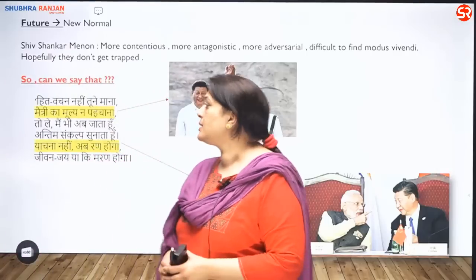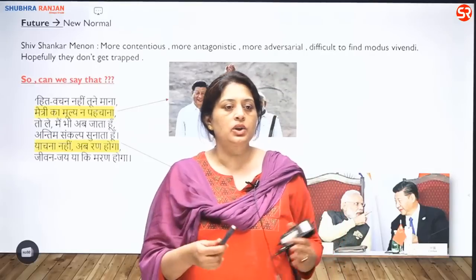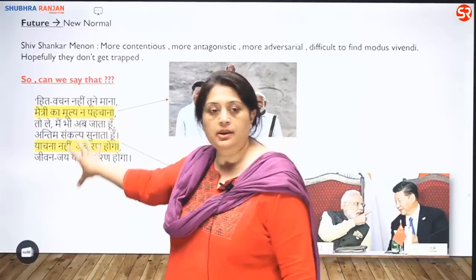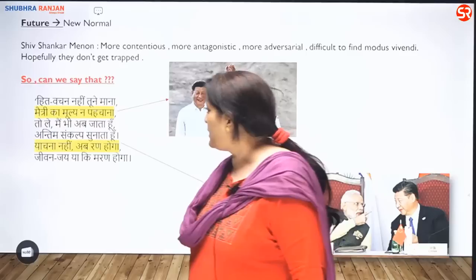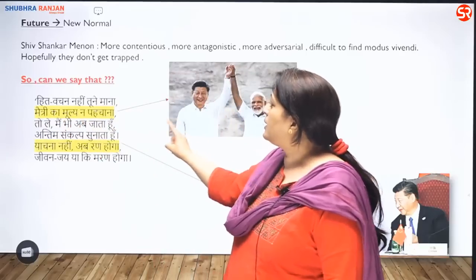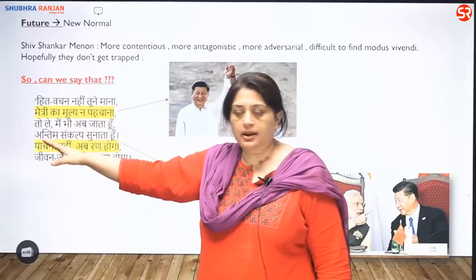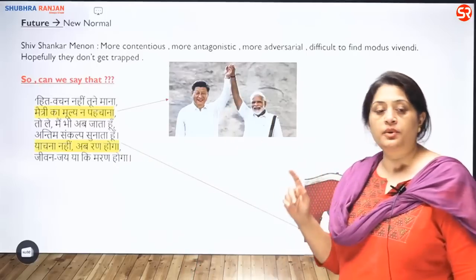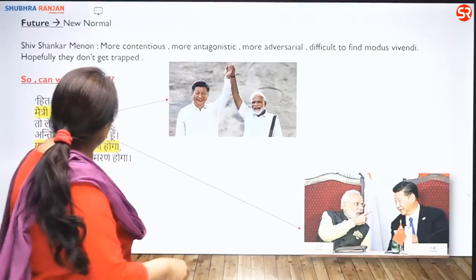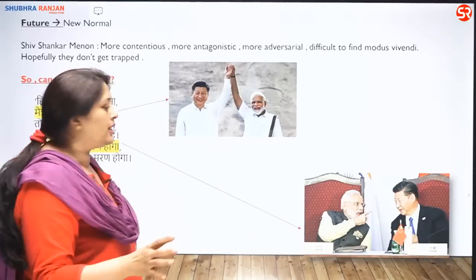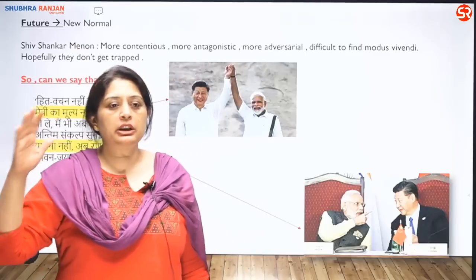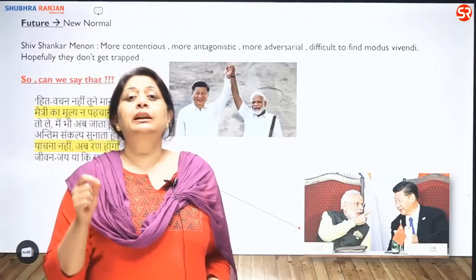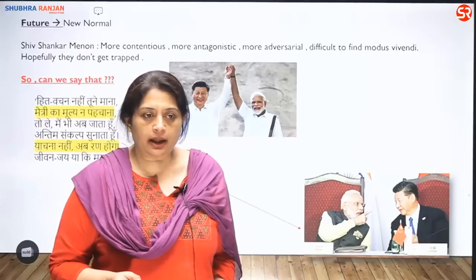Don't write this in your answers, but I think the direction in which we are moving towards China is captured in this very apt poetry from Ramdhari Singh Dinkar. Hit vachan tune nahi mana, maitri ka mool nahi pehchana. Lo main to le main bhi ab jata hoon, antim sankalp sunata hoon. Yachna nahi ab ran hoga, jeevan jay ya ki maran hoga. So India is now fully determined not to give in, not to be on the receiving end.